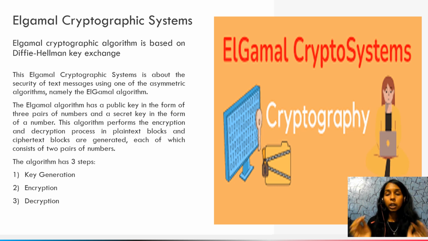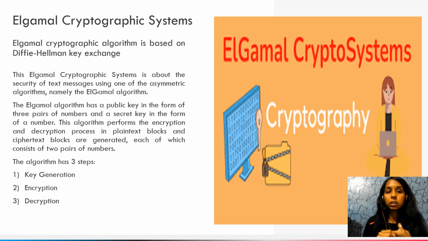In this ElGamal algorithm, we have a public key formation, which is in the form of three numbers, and we have a secret key in the form of one number. This algorithm performs encryption and decryption on plain text blocks, and the ciphertext blocks generated each consist of a pair of numbers. The algorithm mainly has three steps: key generation, encryption as well as decryption.